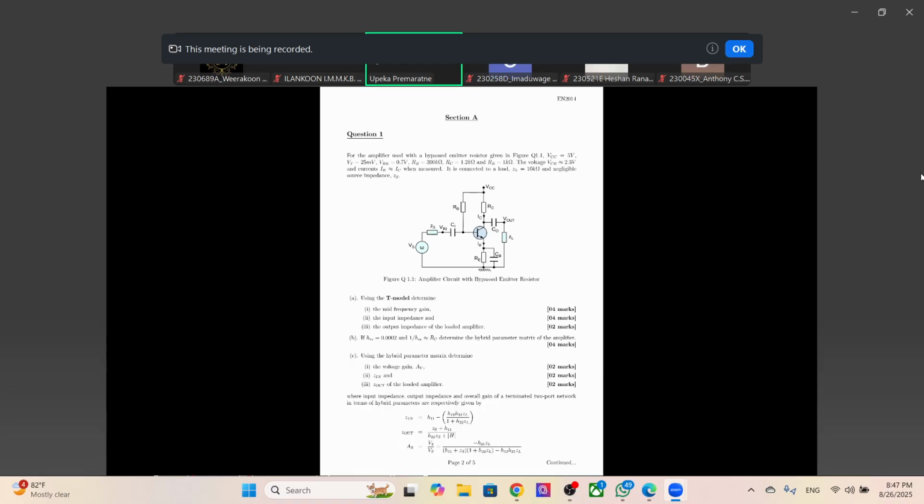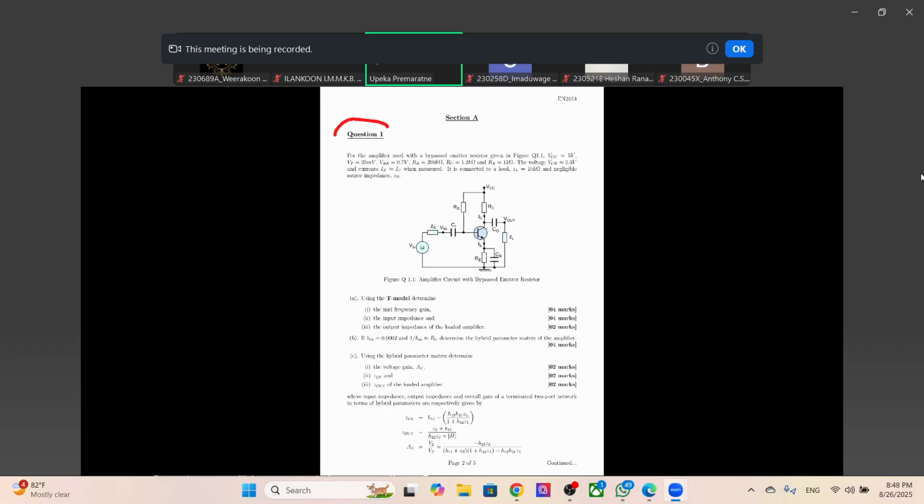So don't worry about question 1, because these will all involve the use of hybrid parameters. So you don't have to worry about that. This year we don't have those. But this of course is not that difficult.